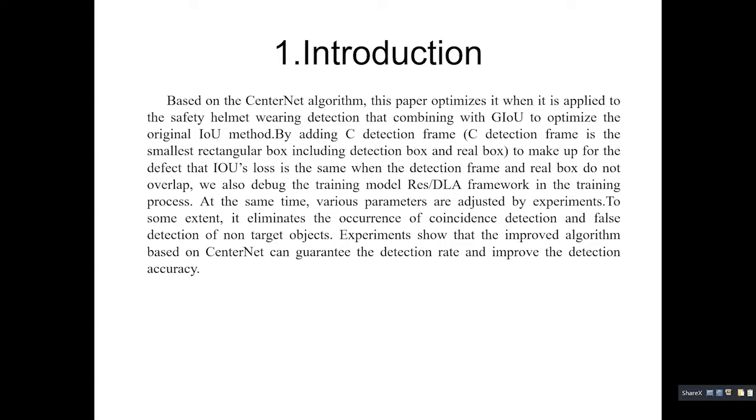1. Introduction. Based on the internet algorithm, this paper optimizes it when it is applied to safety helmet wearing detection, combined with GIOU to optimize the original IOU method. By adding the C detection frame, which is the smallest rectangular box including the detection box and the real box, it makes up for the defect that IOU's loss is the same when the detection frame and the real box do not overlap.